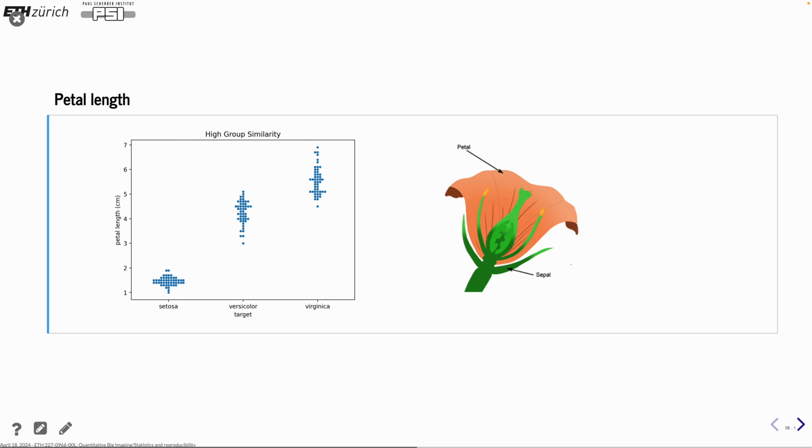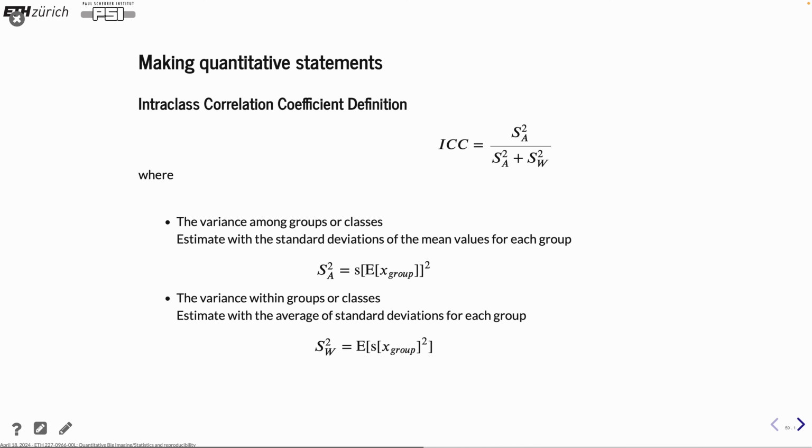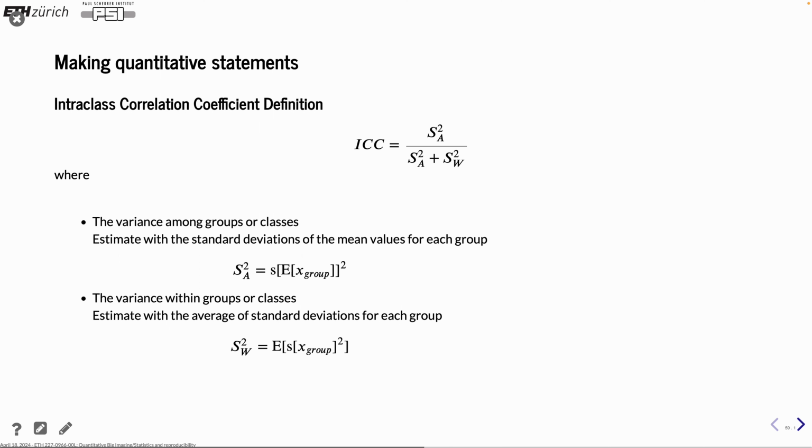And now let's look further into this, where we can look at the intra-class correlation coefficient, in short ICC. And the equation you see here is the variance of the averages of the different classes divided by the variance of the averages plus the average of the variances.